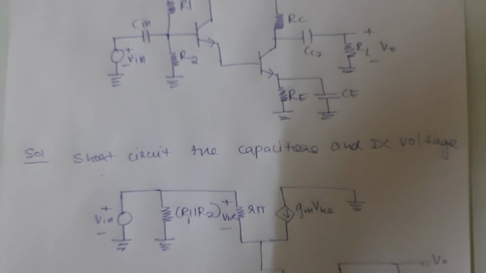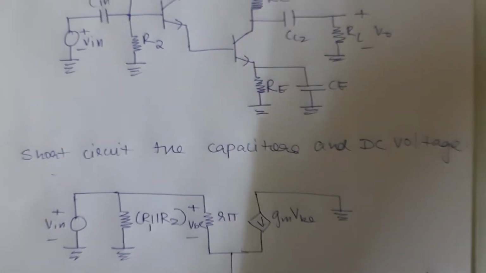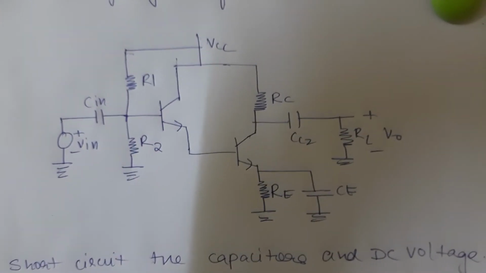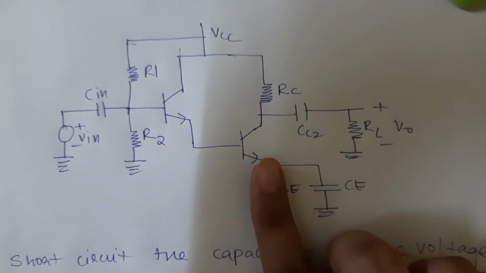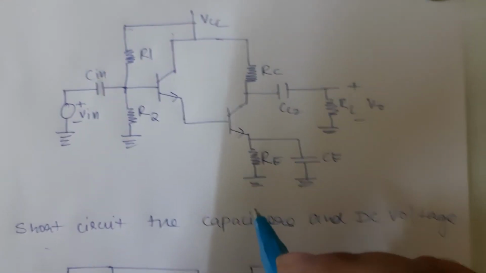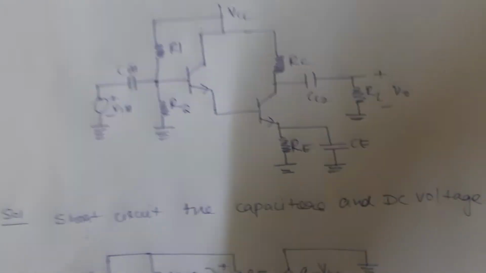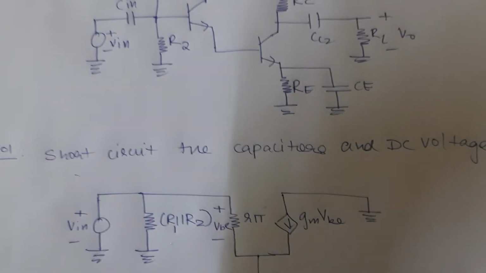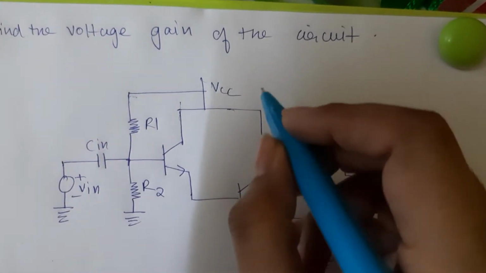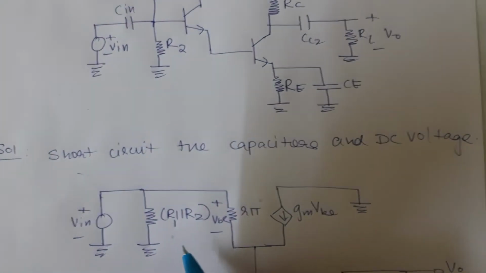Now the first step is to short all the capacitors and the DC voltage. Now one thing to remember here is, if I short CE, my RE will also get short. So basically there is no RE in the AC equivalent. Now let's see. For the first transistor, this will be my equivalent. I have a Vin. Since VCC is short, R1 will be parallel to R2.